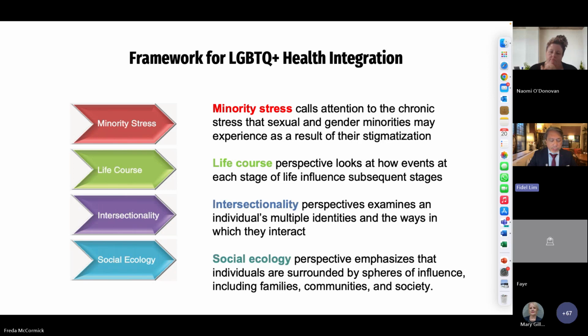And minority stress is a concept that's taken from the experience of minoritized population, originally from ethnic minorities, but now we know that this is true for any type of minority stress identity, minority identity.